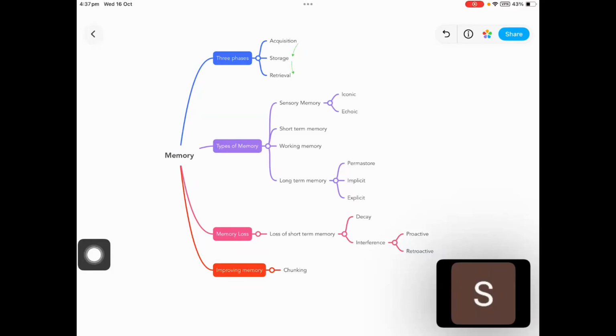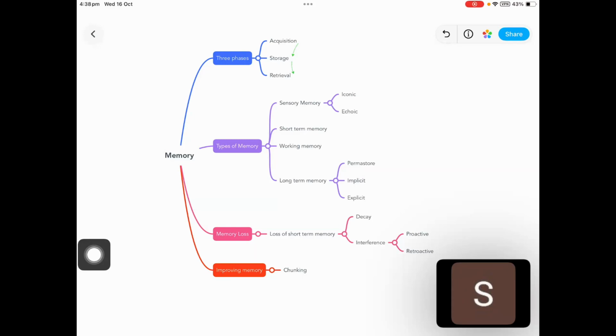This is my mind map all about memory. So I decided to tackle this mind map by dividing it into the phases, the types, how we lose memory, and how we can improve our memory. So there are three main phases when it comes to memory.